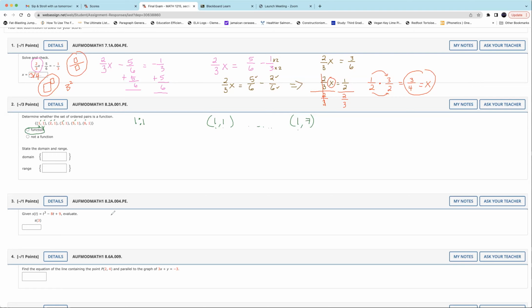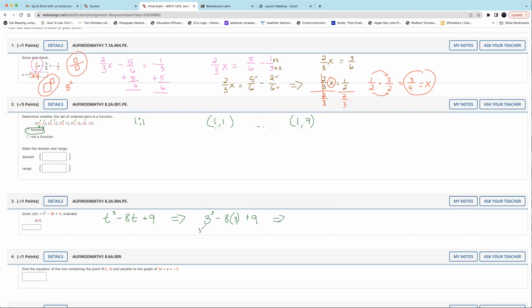Okay, given S of t, evaluate. They want to know the function when t equals 3, what do you get? So instead of t cubed minus 8t plus 9, I'm going to plug in a 3 every place I see a t. So 3 cubed minus 8 times 3 plus 9.